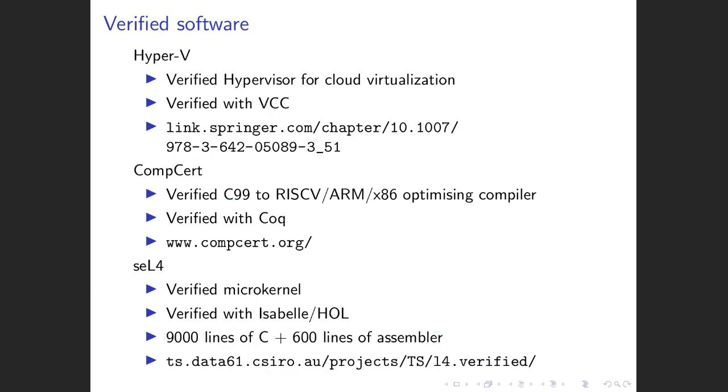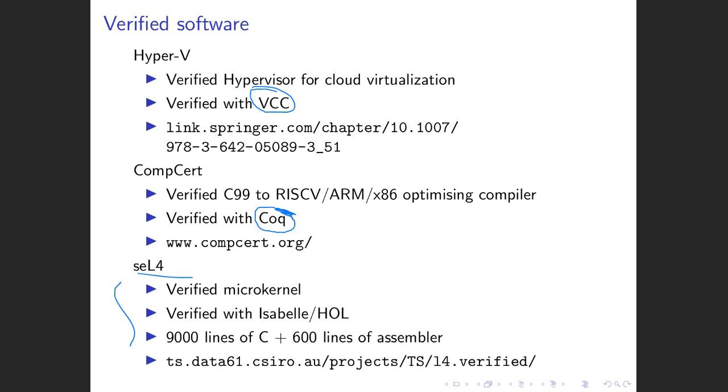And you notice these are all verified with different systems, right? Hyper-V was done with VCC. CompCert was done with a system called Coq, which is French, and you have to get your best French accent on to avoid it sounding rude in English. They're currently planning to change the name for that reason, or some of them are, and they're all having a mass debate over that right now.